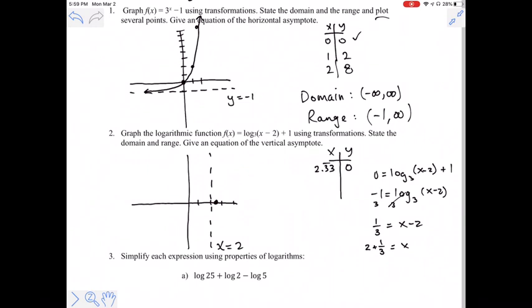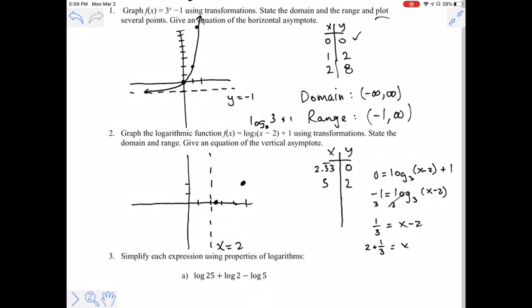And we need a couple more points. I'm going to let, let's see, we need to plug in values for x such that when you subtract 2 from it, you get multiples or a power of 3. So if I plug in 5, for example, right here, 5 minus 2, that's going to be 3. Log base 3 of 3 is equal to 1, and then 1 plus 1 is equal to 2. So 5 comma 2, know that 5 comma 2 is on the graph.